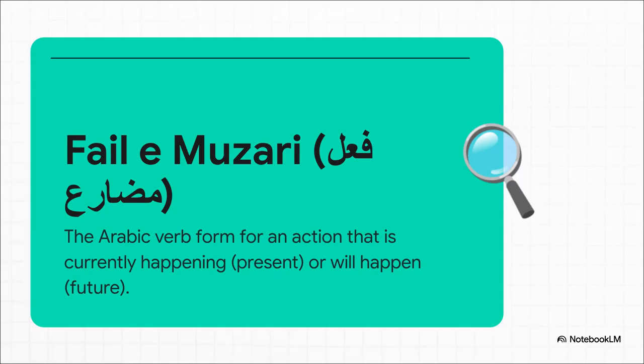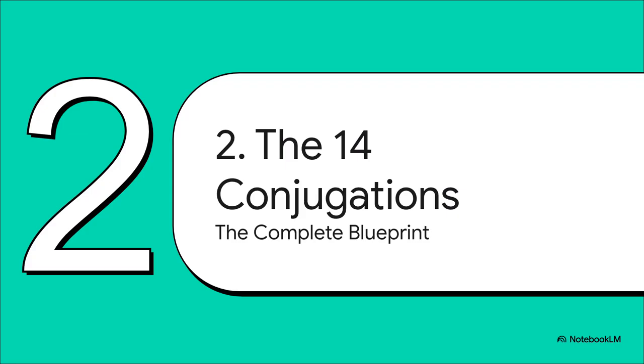So here's the crucial point to remember. A single Mudari verb can mean he does or he will do. It all depends on the context of the sentence, which almost always makes the meaning perfectly clear. Okay, now we're going to look at the full set of 14 forms. And I know, don't be intimidated. Think of this as looking at the complete map of a new city. We need to see the whole layout before we can find all the awesome shortcuts.